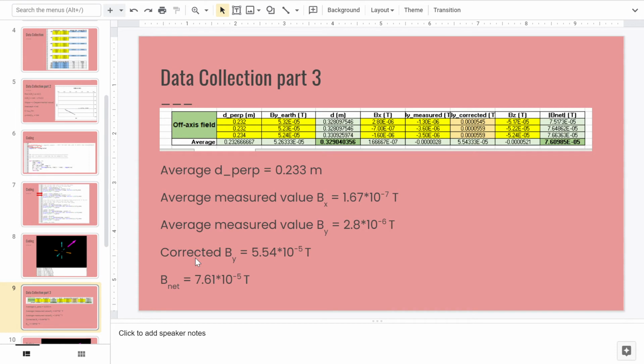For the second half of the lab, we also had to compute the magnetic field of an off-axis field. In doing so, I got the average perpendicular distance to be 0.233 meters. The average measured value for the magnetic field in the x direction was 1.67 times 10 to the negative 7 teslas, and the average measured value for B in the y direction was 2.8 times 10 to the negative 6 teslas. The corrected By was 5.54 times 10 to the negative 5 teslas, and this is corrected because it is actually the average measured value minus the value of the Earth's magnetic field, as talked about earlier. And then B net was equal to 7.61 times 10 to the negative 5 teslas.